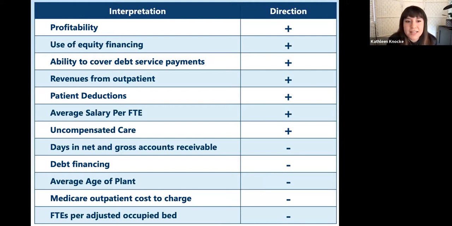We also saw that days net in gross accounts receivable went down, meaning that they got through accounts receivable faster. We saw debt financing, age of plant, Medicare outpatient cost to charge, and FTEs per adjusted occupied bed all decrease.